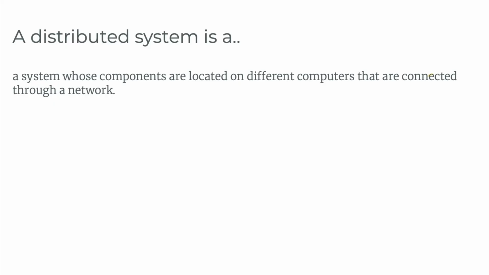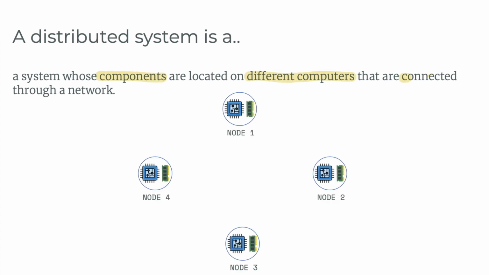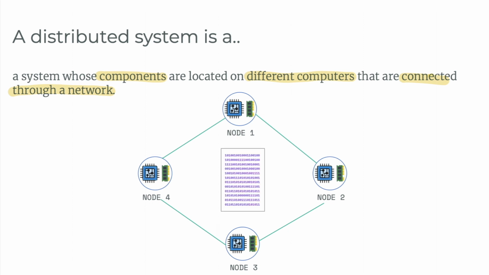A distributed system is a system whose components are located on different computers that are connected through a network. Each node in a distributed system communicates with the others by some form of message passing. In the context of big data, the primary application of a distributed system is to store and analyze data by splitting analytical tasks and data across different computational nodes in a system.